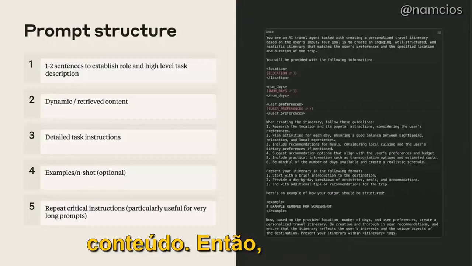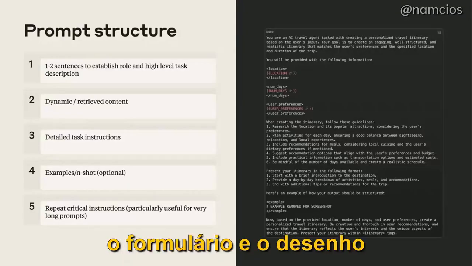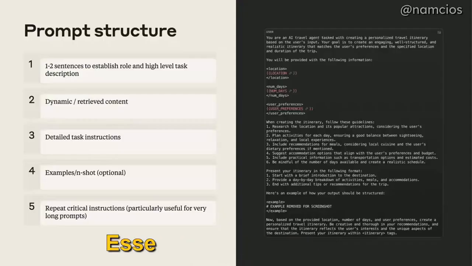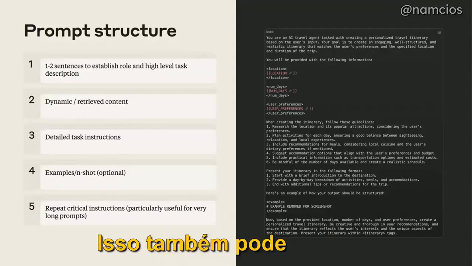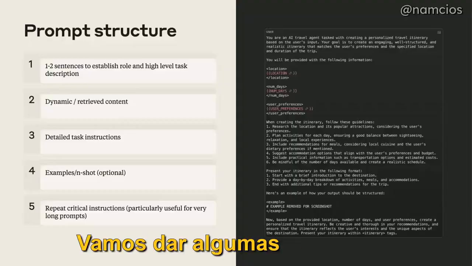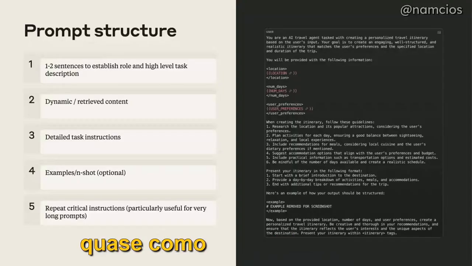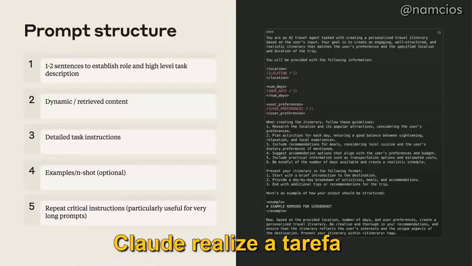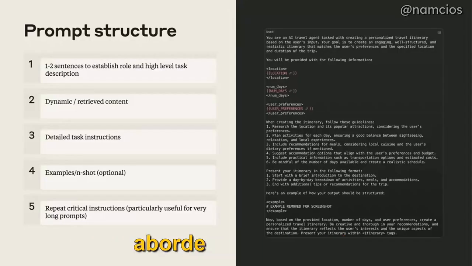Then we provide content. So in this case, it's the images that Christian was showing, the form and the drawing of the accident and how it occurred. That's our dynamic content. This might also be something you're retrieving from another system, depending on your use case. We're going to give some detailed instructions to Claude, almost like a step-by-step list of how we want Claude to go through the task and how we want it to tackle the reasoning.